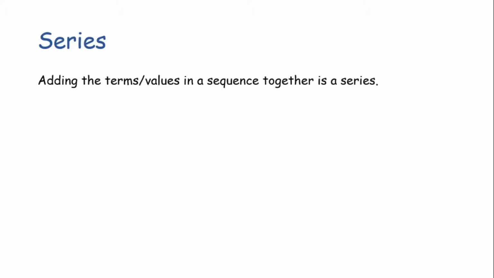So a series is derived by adding the terms or values in a given sequence. We can have both finite and infinite series. Finite means that there is a countable number of values or objects in that sequence that can be summed up, whereas infinite is the opposite and means that there is an endless number of terms or values in that series.